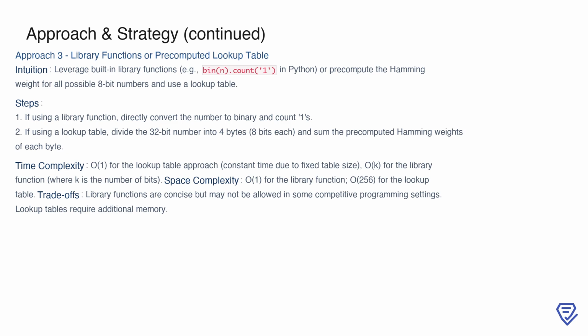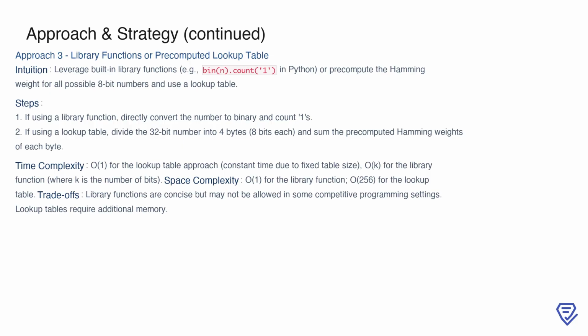Many programming languages, such as Python, offer built-in functions like bin(n).count('1') that directly count the 1 bits in the binary representation of a number. This is a concise and convenient method. Alternatively, we can use a pre-computed lookup table.